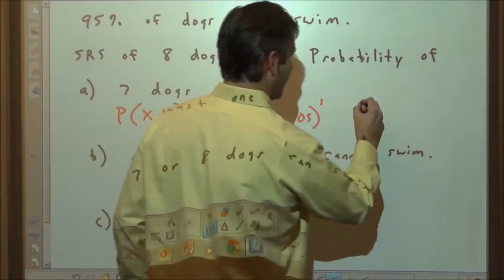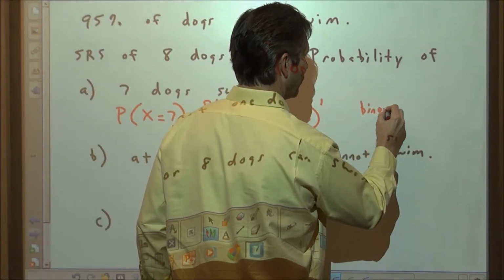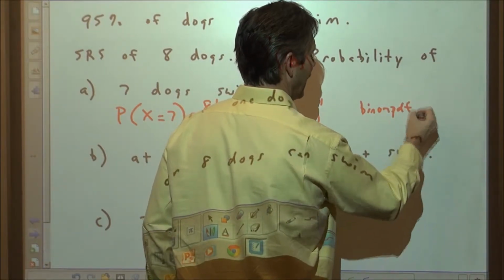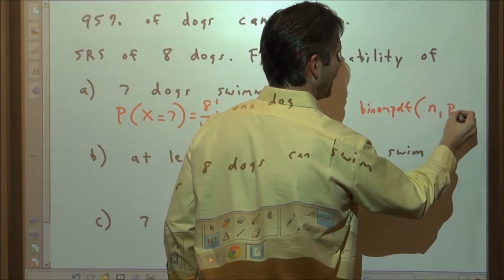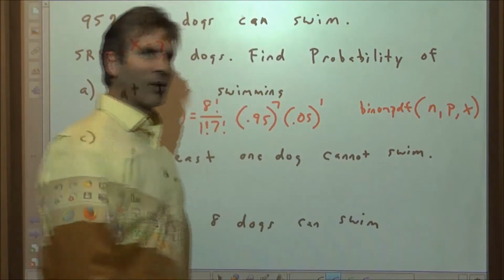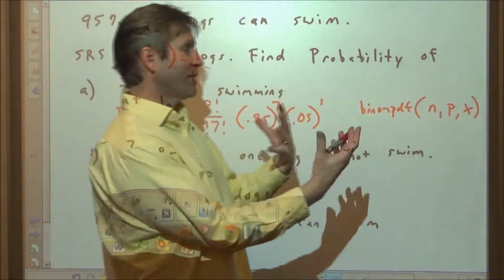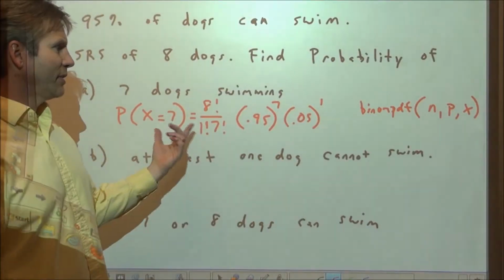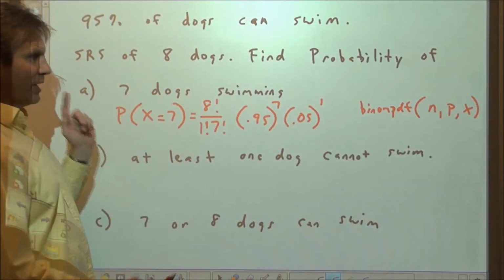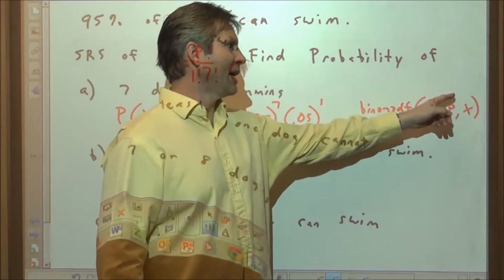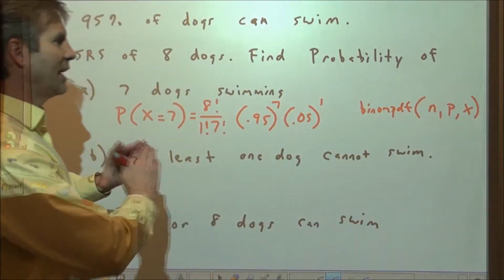And again, we really should go to binomial PDF, and you're going to type in N, P, and X in alphabetical order. The number of trials, the success rate, and the number of successes in alphabetical order. So you type in N is 8, P is 0.95, and X is 7, hit enter, and it will give you that probability.